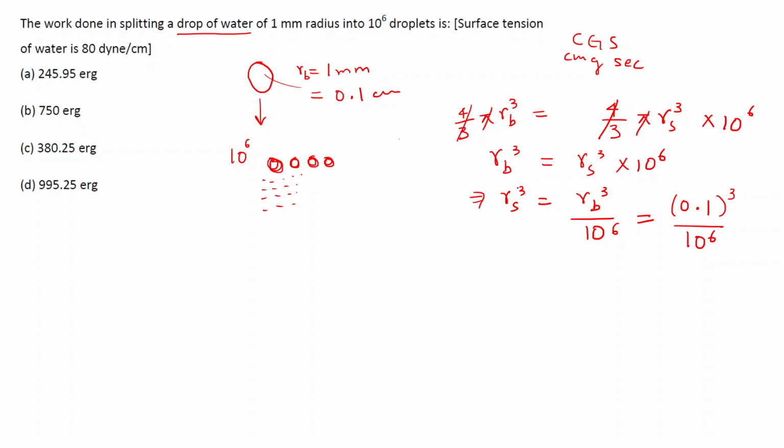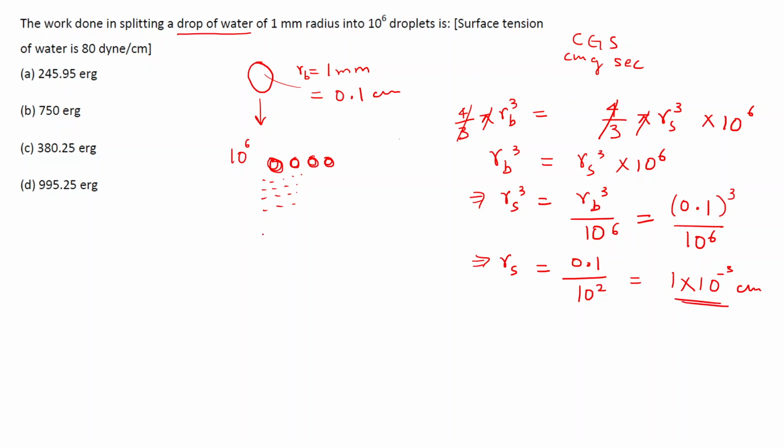Now we need to find this radius, which means we'll remove this cube. So the radius of the small drop is the cube root of the right hand side, so we get 0.1 divided by the cube root of 10 to the power 6, which means the power will be this. So the value is actually 1 times, this will become 10 to the power minus 2 when it comes to the numerator, and here is also 0.1. If I write it in this form, it will be this centimeter. This is the radius of the small droplet.